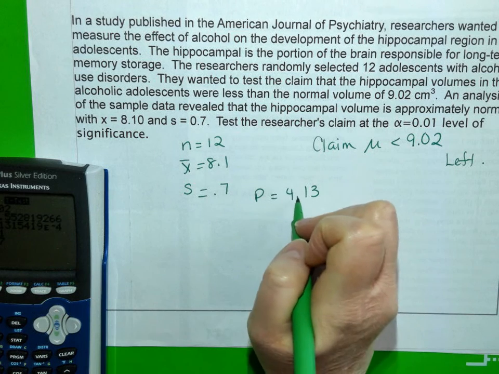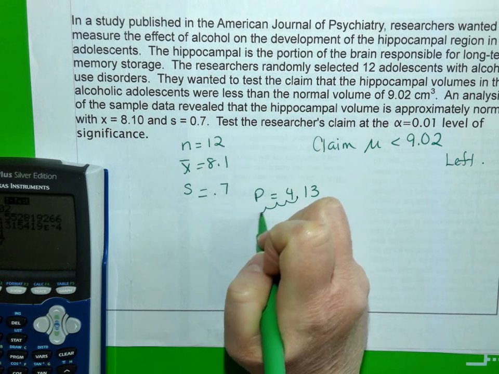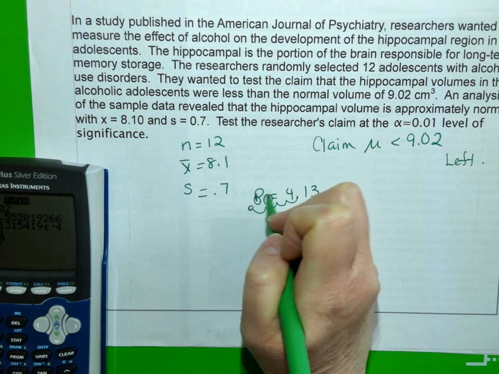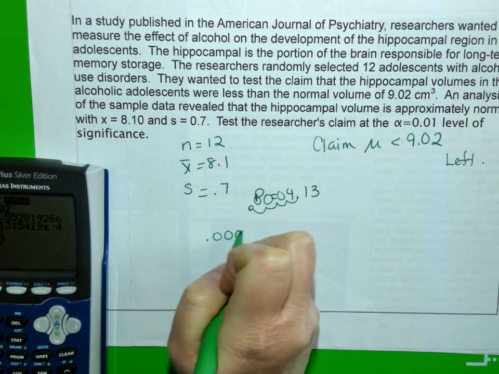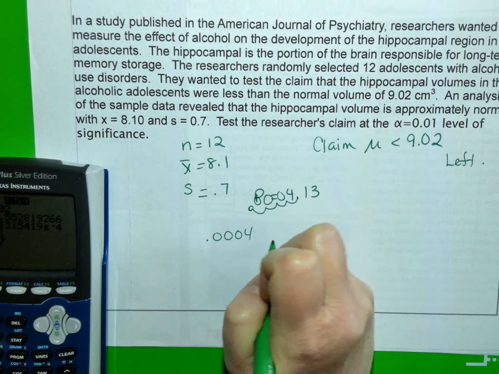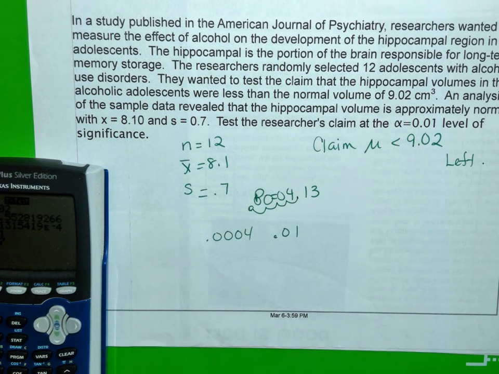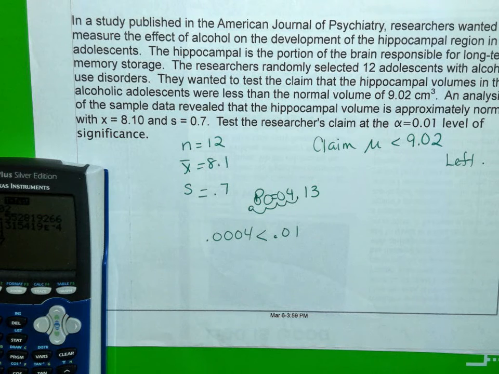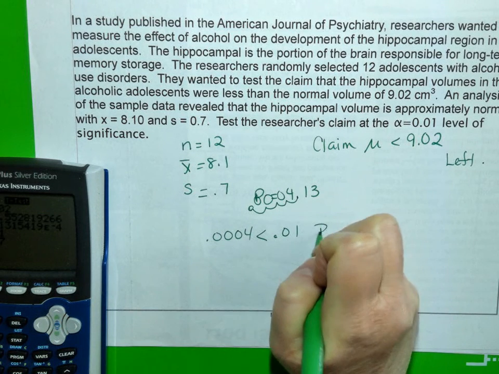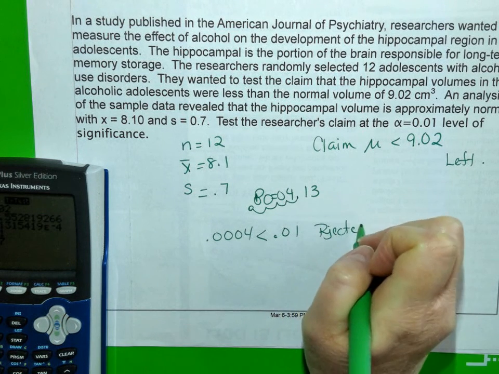So that means 1, 2, 3, 4, so 0.0004. So how does 0.0004 compare to 0.01? Well, I hope you all realize that is way less than. So what do we do? We reject. I cannot spell.